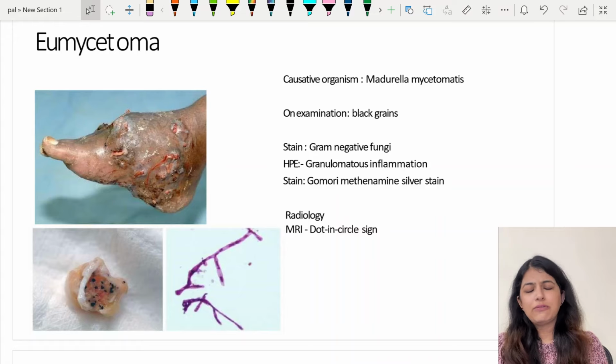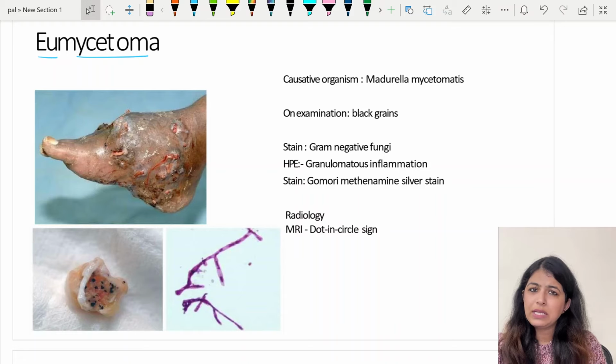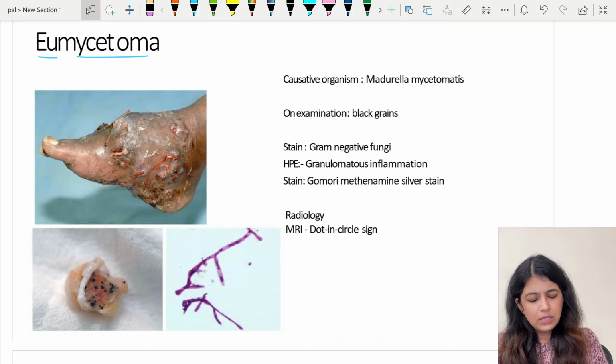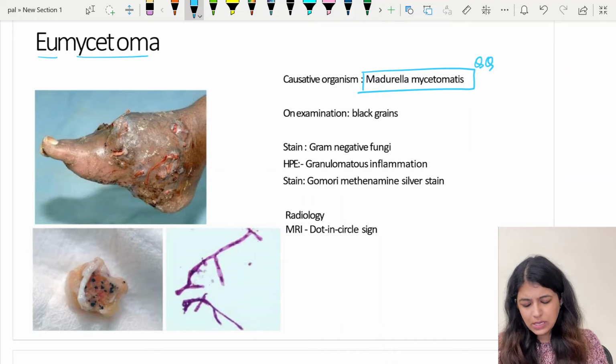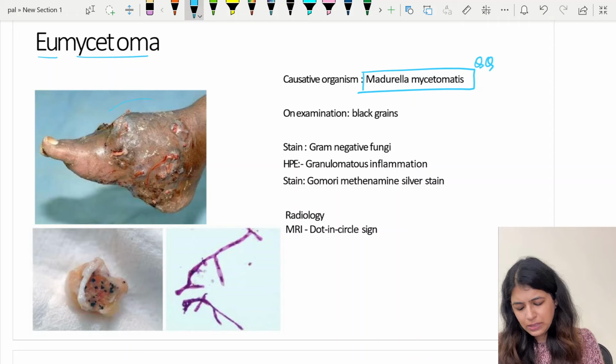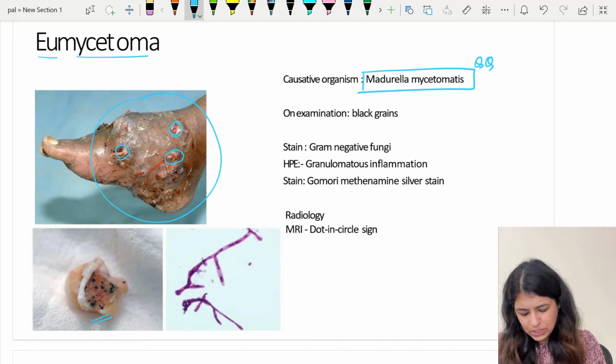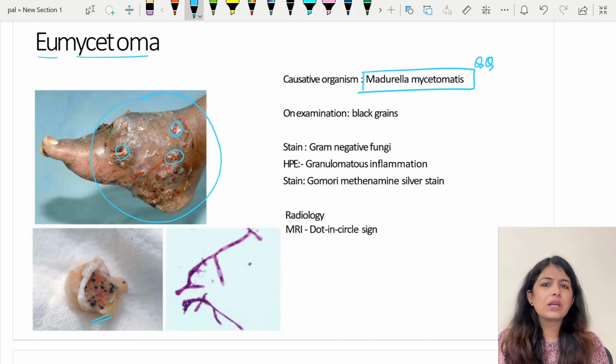When it is caused by a fungus, it is called eumycetoma, and when it is caused by bacteria, it is actinomycetoma. The most common organism, causing 70% of the disease, is Madurella mycetomatis. What do you see on the foot? You see that there is this swelling. Then it has multiple sinuses which are throwing out some discharge. On examination, you see these blackish granules. So this is how a mycetoma classically presents.